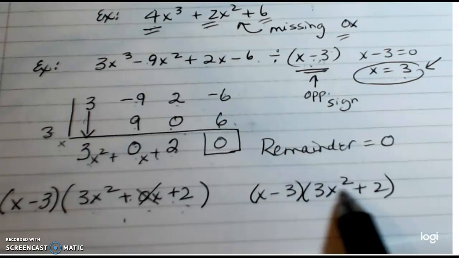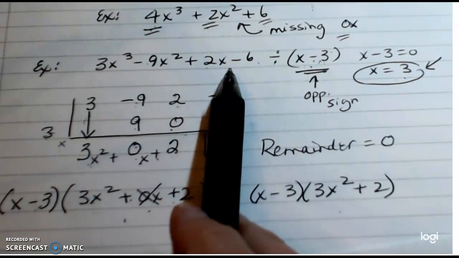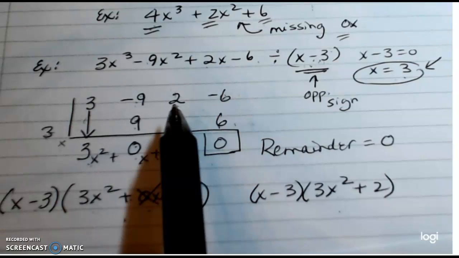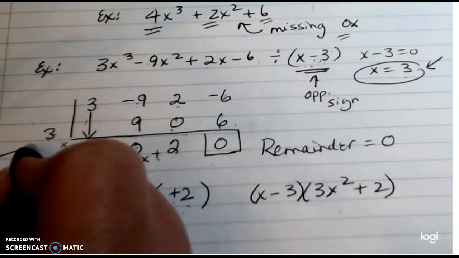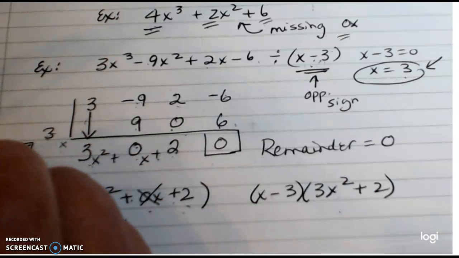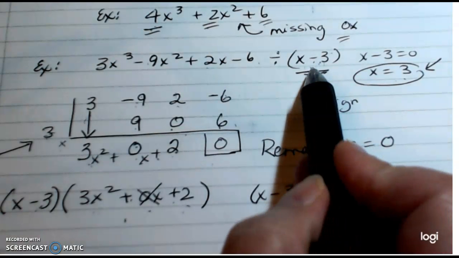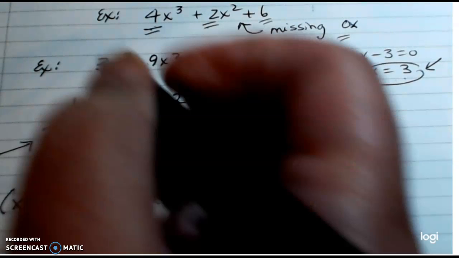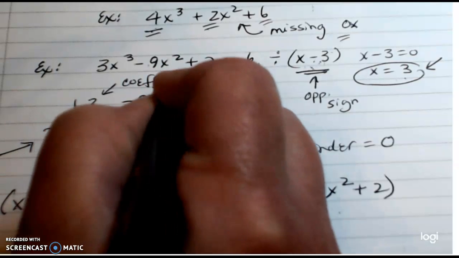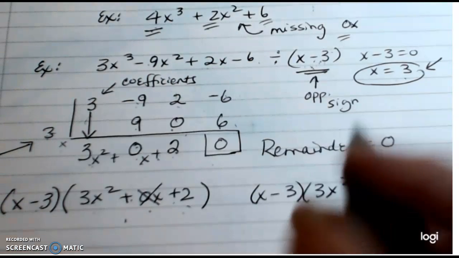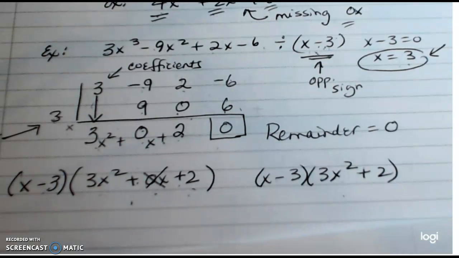And I could FOIL this out and I would get my starting polynomial. So this is the key to synthetic division: you have to take the opposite sign from your constant term here. You have to use the coefficients in a row up top, and then you're going to multiply and add.